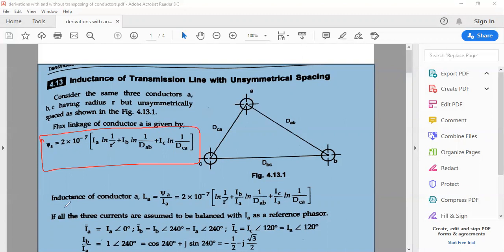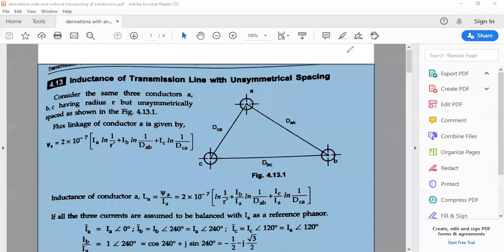Next, the inductance of conductor A, which is LA, is found by phi A divided by IA. Once you divide it, IA by IA is 1, IB by IA is one more term, and IC by IA is also present there. So ln of 1 divided by DAB, ln of 1 divided by DCA. Those are the things present there.